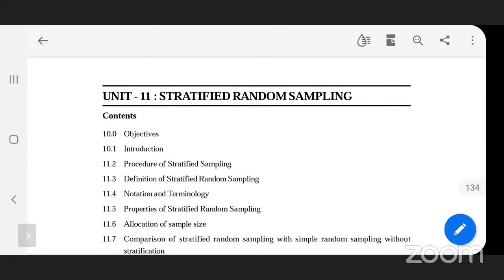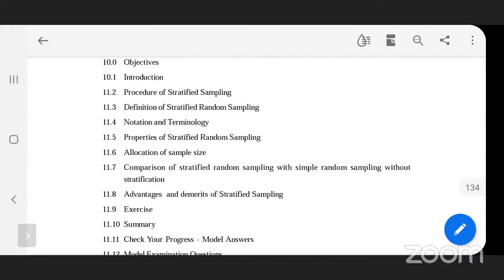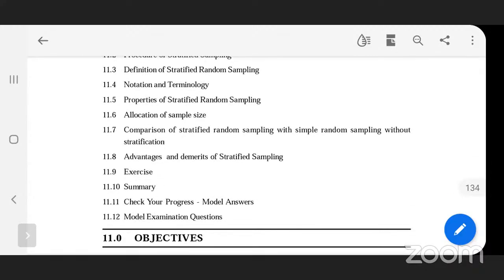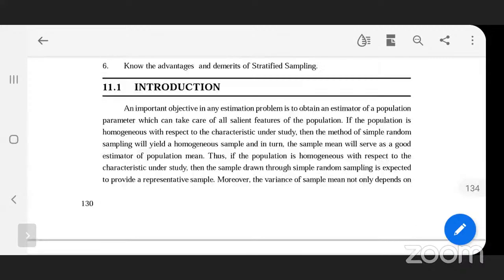Here, stratified random sampling. It is the procedure of stratified random sampling, the definition of stratified random sampling, the notations and terminology of stratified random sampling, the properties of stratified random sampling, allocations of the sample size, a comparison of stratified random sampling with simple random sampling without stratification, and the advantages and disadvantages, or demerits, of stratified sampling. Those are the things we will discuss in today's class.